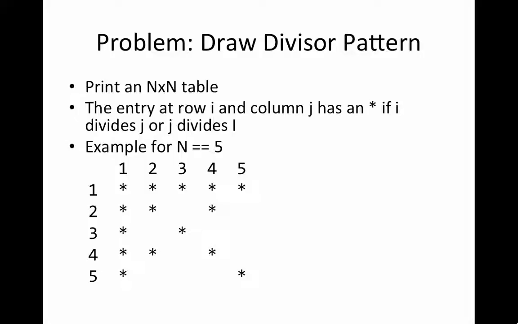Now, the entry at a specific row and a specific column will have a star if a particular condition is true. So, if we are at row I and column J, then that box will have a star if I divides J or J divides I. In other words, if the remainder of the division is 0, then we put a star.